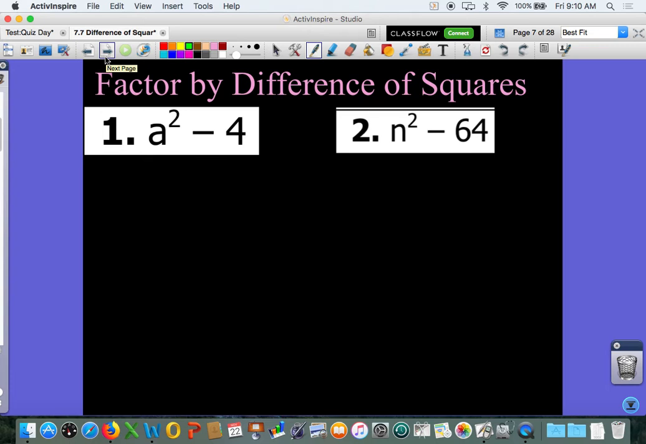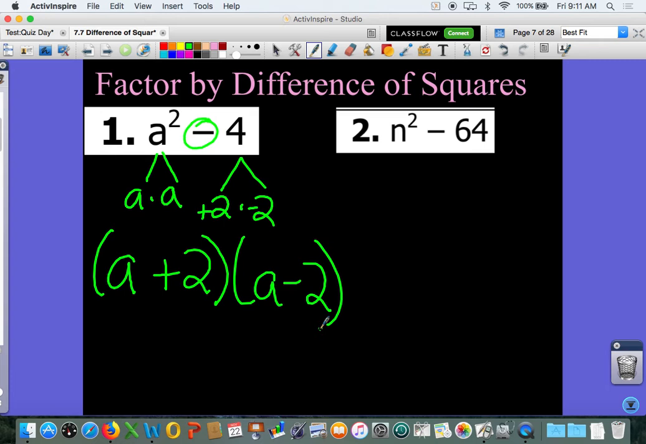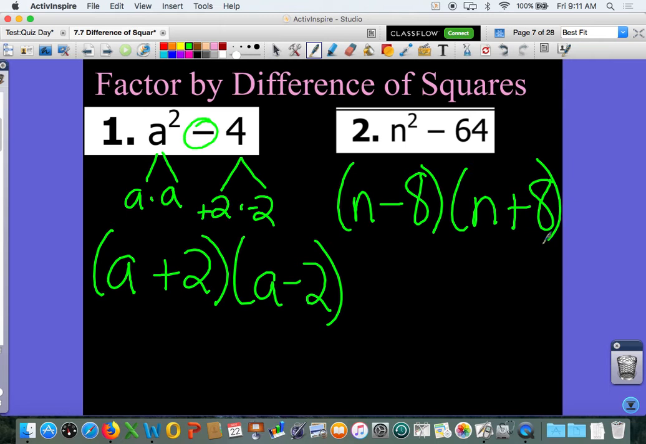All right, so here's how it works. We have a squared. Well, a squared is just a times a. What times itself gives me 4? Well, 2 times 2. However, since this is negative, I've got to have one of these 2's be positive and one of these 2's be negative. So this is what this looks like. I have a plus 2 and a minus 2. Now it does not matter the order you go in with these pluses and minuses. For example, this one is minus 8, plus 8. I do not care if your minus comes first or your plus comes first, it does not matter.